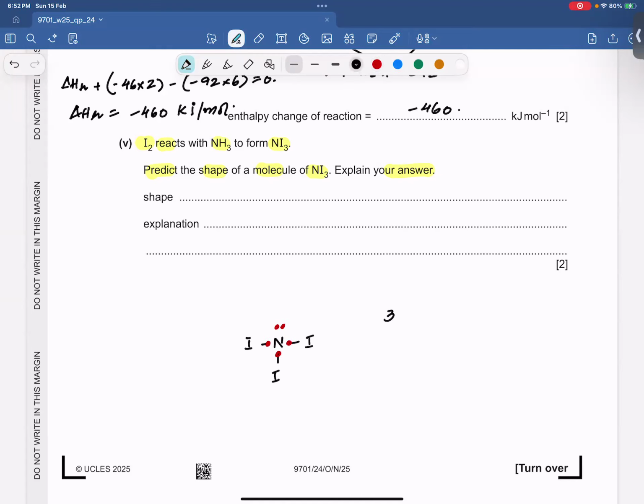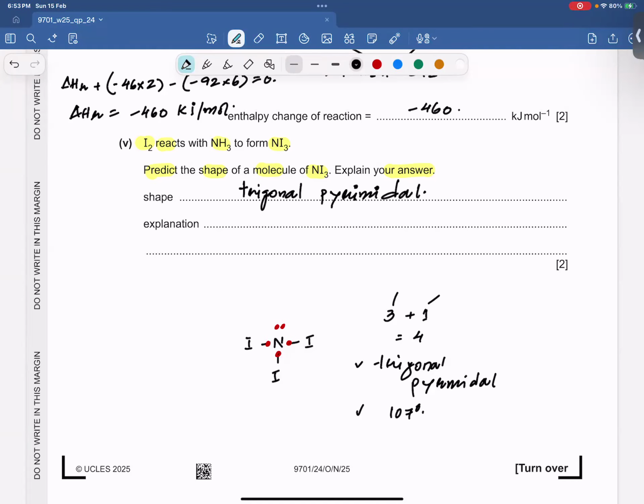Around nitrogen atom, we have 3 single bonds and 1 lone pair. So total is going to be 4. Whenever 3 single bonds and 1 lone pair, geometry is going to be trigonal pyramidal. And angle is going to be 107 degrees. So shape is trigonal pyramidal.